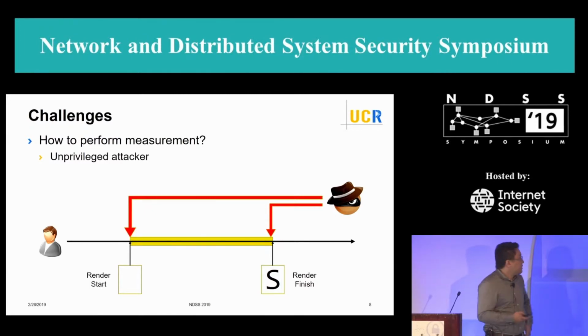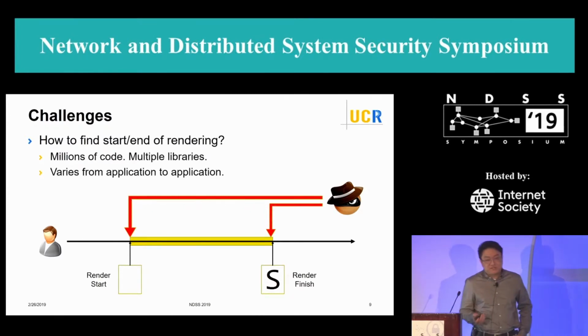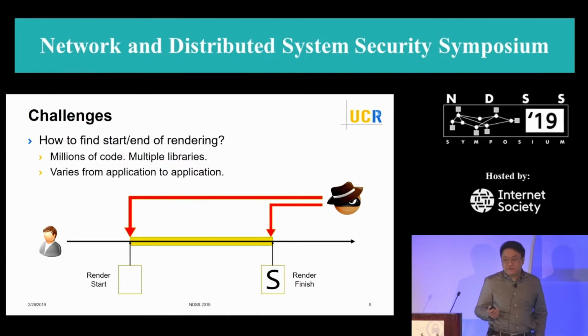So first of all, how do attackers perform measurement if they are unprivileged? In this case, the attacker does not have direct access to the victim's execution state, so the attacker has to figure something out. The second challenge, as we mentioned before, is that graphic rendering is a very complex process. It involves millions of lines of code and multiple libraries. What makes it worse is that the rendering process often varies from application to application. Manually going through all of these is obviously a tedious job and not very efficient. So we are wondering if there is any automated approach to discover side channels.